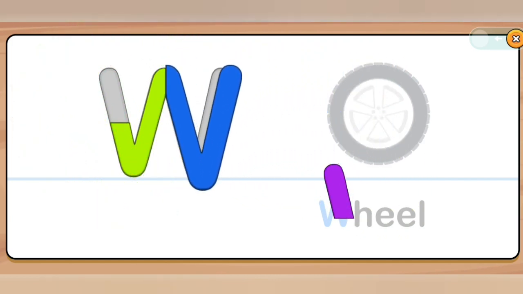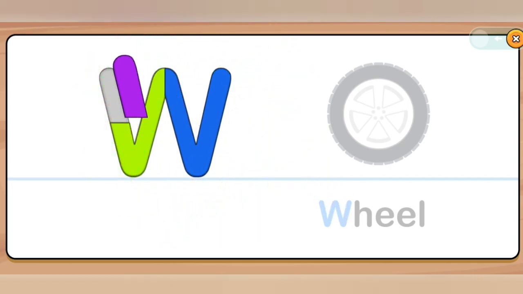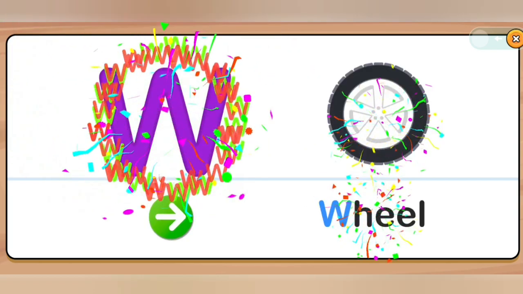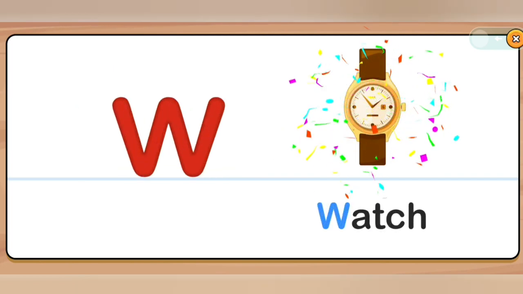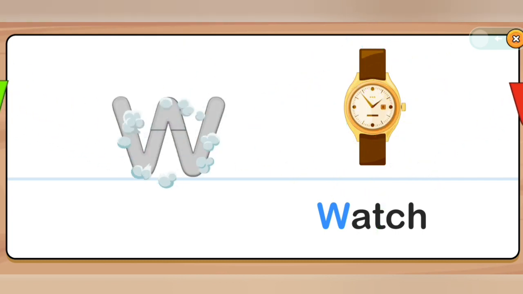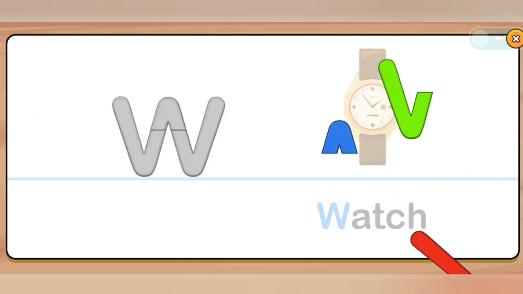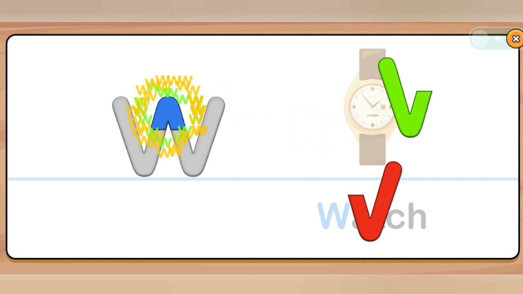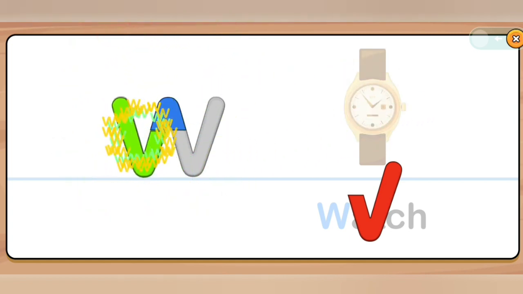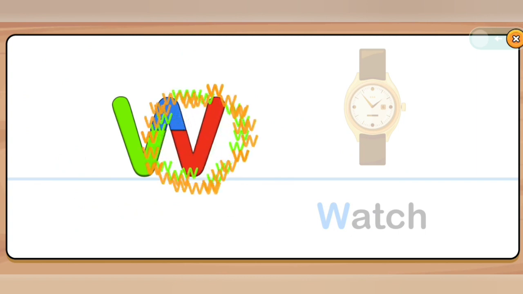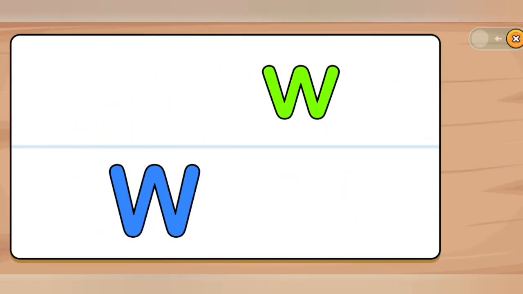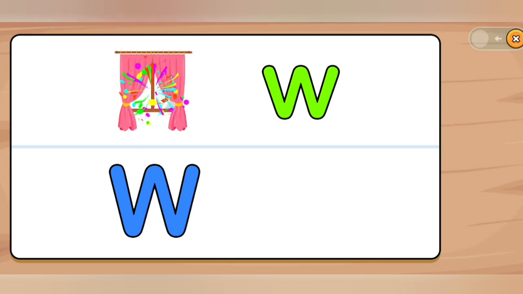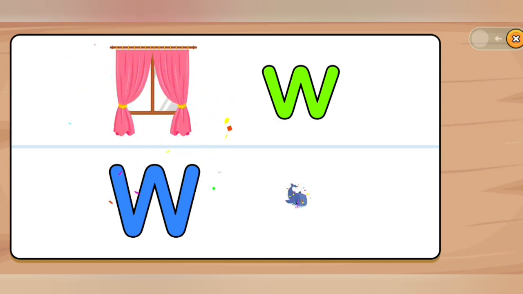Nice. Smart. Wow. W is for watch. Good one. Good one. Wow. W is for window. And for whale.